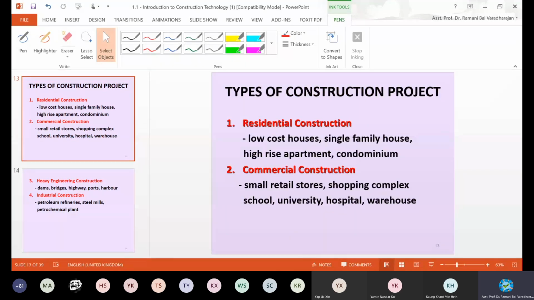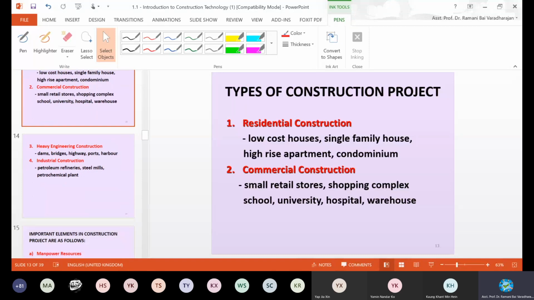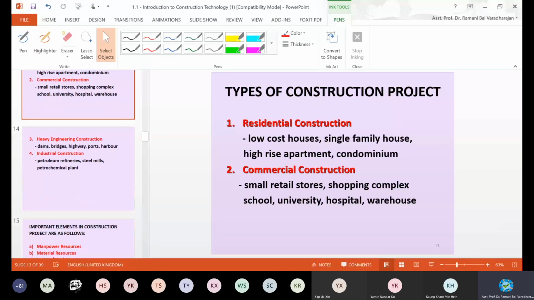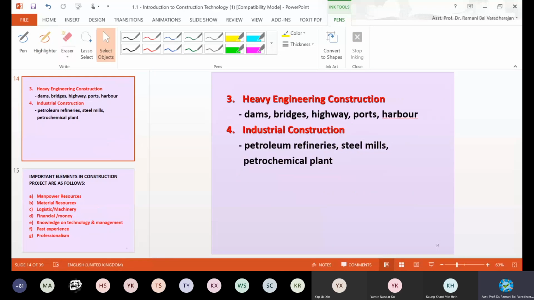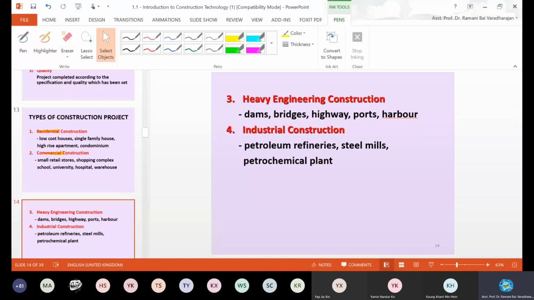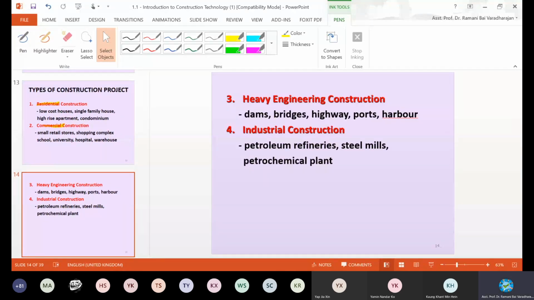There are many different types of construction. I see only 2 types or 4 types here. Good. Okay, 4 types of construction projects are here. You can see residential construction, commercial construction, heavy engineering construction, industrial construction. So there are 4 types. Is there any other type? One is missing. Can anyone tell me the most common one?